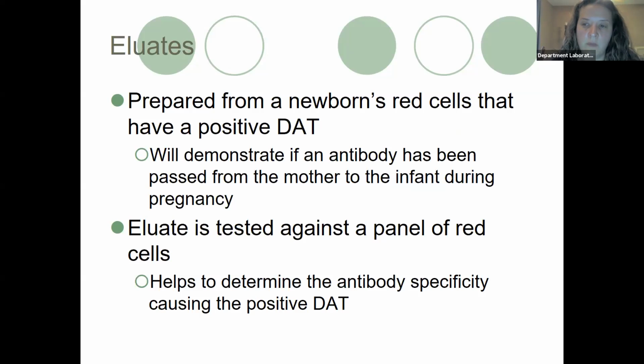Right, and so you guys, we talked a little bit about eluates, but now we're really going to talk about the different types of eluates. So if your baby has a positive DAT, we want to do an eluate. If the DAT is positive, that indicates that some type of antibody is coating baby cells, okay? By performing an eluate, we can pull off that antibody. That antibody will be in the eluate, so that will be in the supernatant. And we can run that eluate with some known cells to identify what is causing the positive DAT, what's coating baby cells.